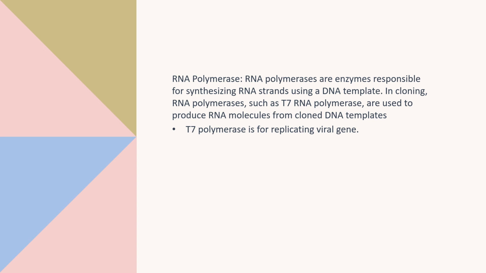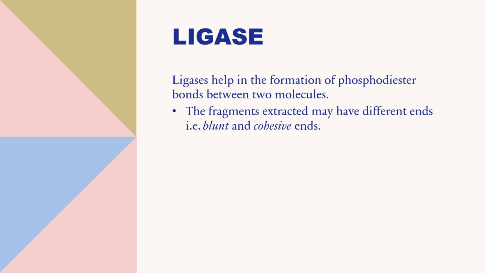RNA polymerases are enzymes responsible for synthesizing RNA strands using a DNA template. In cloning, RNA polymerases such as T7 RNA polymerase are used to produce RNA molecules from cloned DNA templates. T7 polymerase is for replicating viral genome.